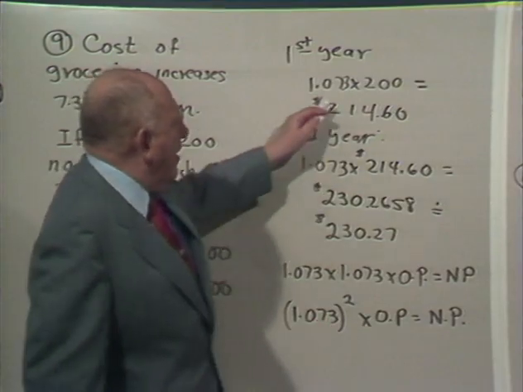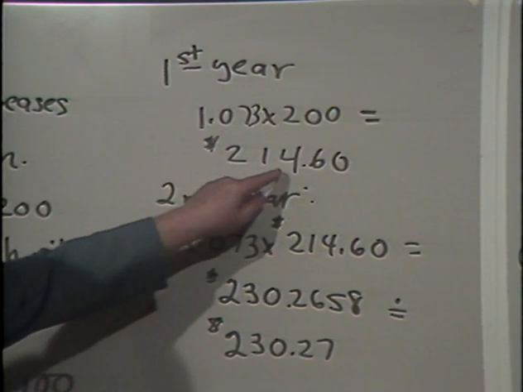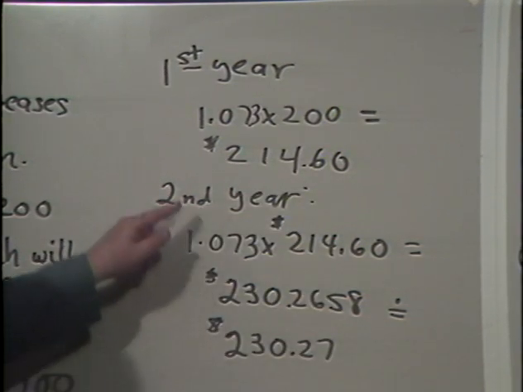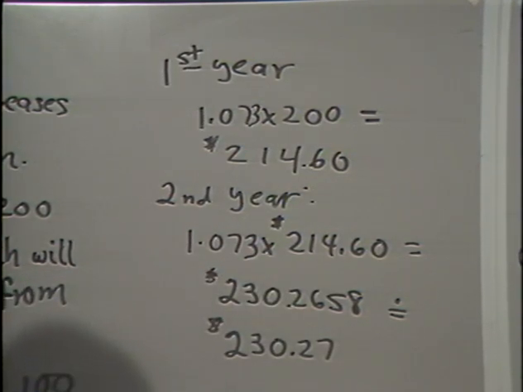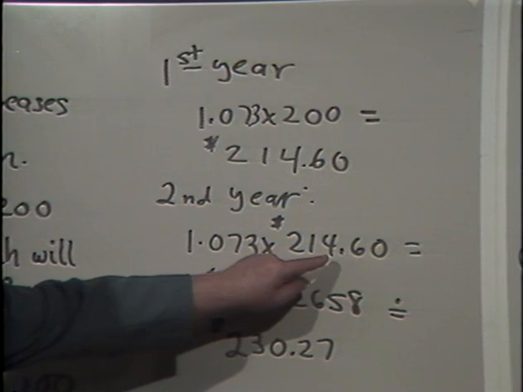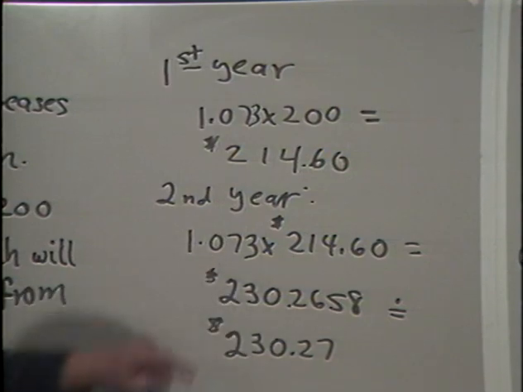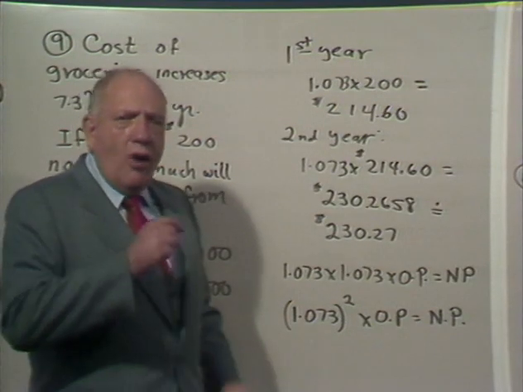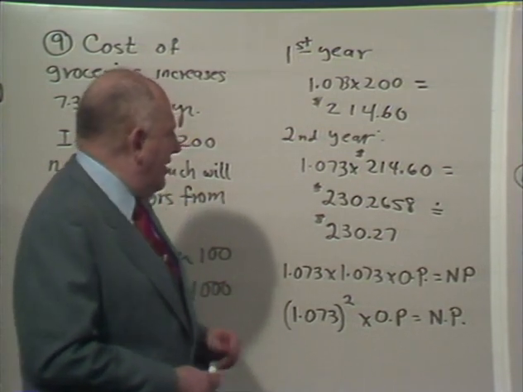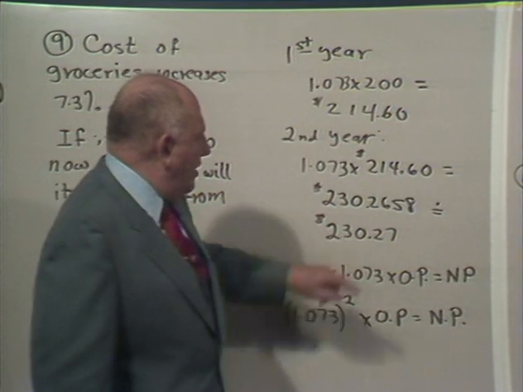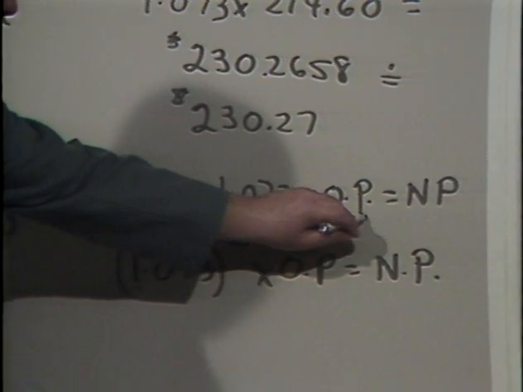You see, what happens is the $200 is no longer the price after the first year. After the first year, the price is $214.60. That means that the increase the second year is applied to the $214.60. You don't multiply this number. You see, you don't just double the increase here. You have to multiply this whole thing by 1.073. You see, it's 1.073 times 1.073 times 200. And that answer comes out to be $230.27.